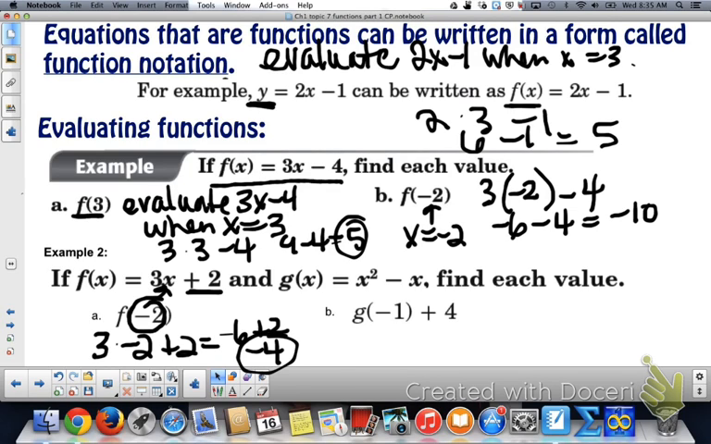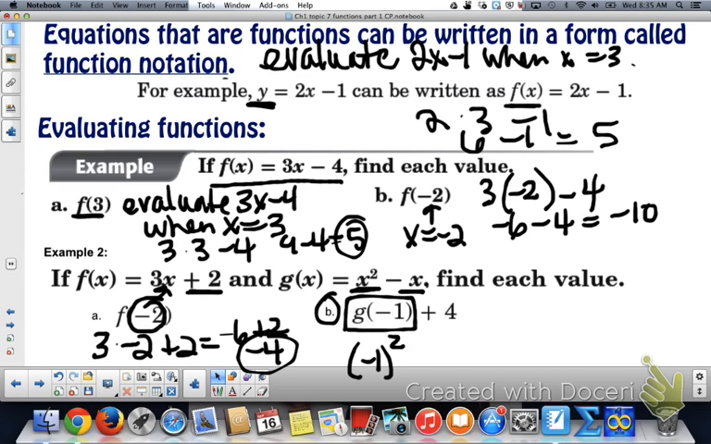Okay, and now finally, g of x equals x squared minus x. Part B here, we have g of negative 1 plus 4. Well, the plus 4 comes later. We need to do g of negative 1 first. x equals negative 1, so we're going to plug negative 1 in for both x's.